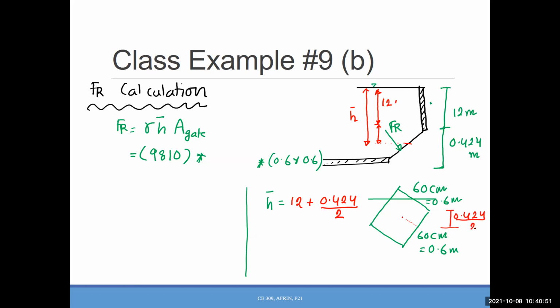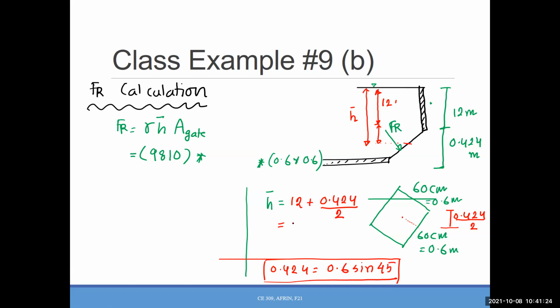And this distance is 0.424 over 2. Right? And how did you get 0.424? 0.424 is actually 0.6 times sine 70. In case you forgot, that was the reason you got 0.424. Okay. Wait, wouldn't it be sine 45? Oh, yes, yes, you're correct. I'm using the 70 from Hoover Dam. You're correct. Yes.